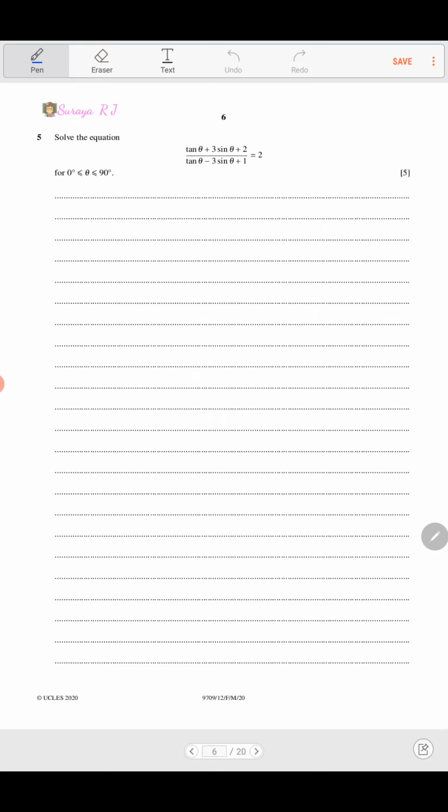Question number 5. Solve the equation tan theta plus 3 sin theta plus 2 over tan theta minus 3 sin theta plus 1 is equal to 2 for theta lying between 0 degrees and 90 degrees. So this is chapter trigonometry.